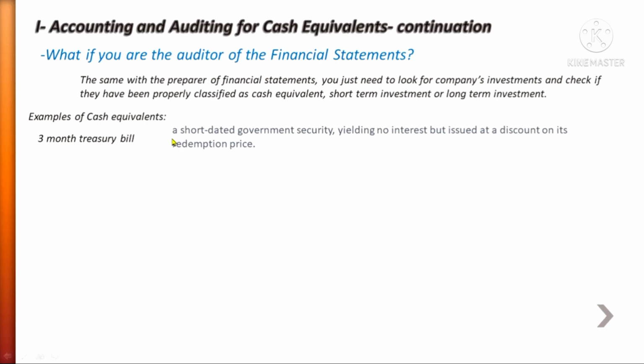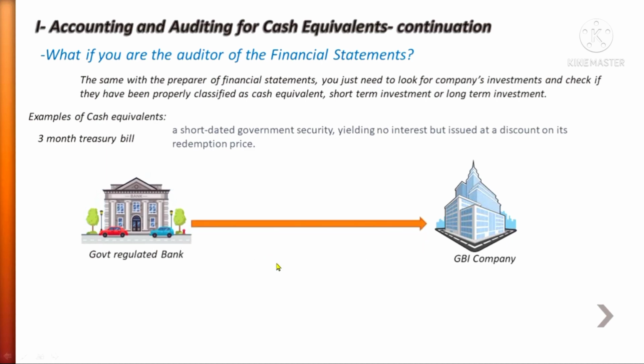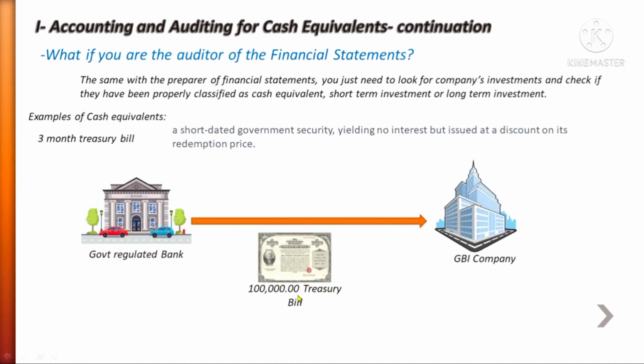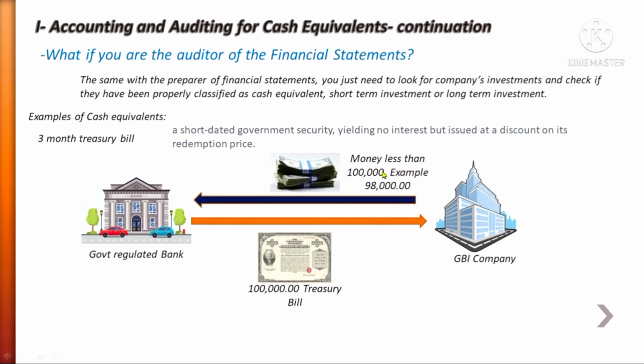And for you to understand the simple concept of investing, let's illustrate the investing on treasury bills. For example, we are the GBI company and we have a lot of cash. Actually, more than what we need. And it's not earning anything. So we decided to invest in short-term treasury bills. So we as the GBI company went to the bank and purchased this 100,000 face value treasury bill. But we only paid 98,000. It's discounted of course because we need to earn just a little bit.